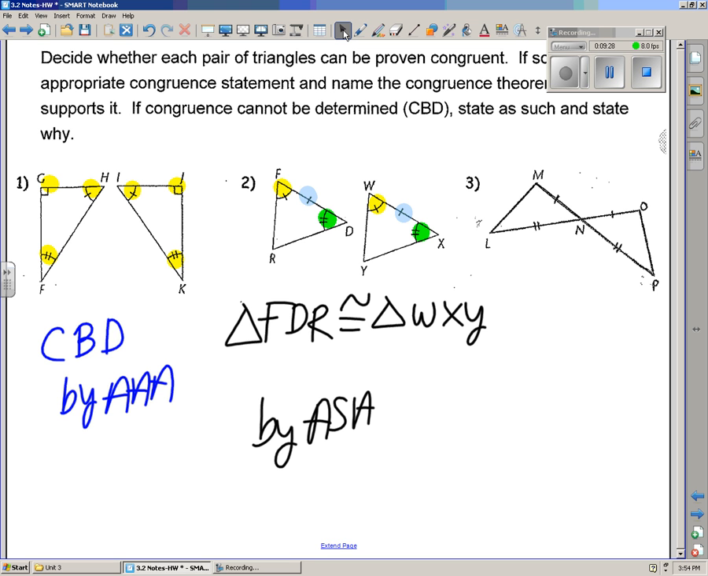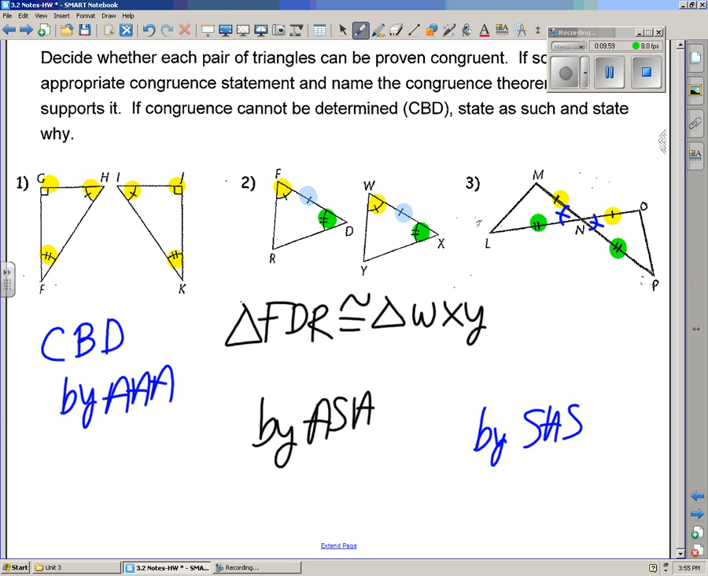Next triangle. These are overlapping or intersecting lines. We've got these 2 sides that are marked congruent, and we've got these 2 sides that are marked congruent. Nothing else is marked congruent. So then you have to use what you've learned in the past and say, well, you know what? I know that these angles at N are congruent, and I know that because vertical angles are always congruent. So now we have 3 pairs of congruent markings, and it's showing you a side angle side triangle. Side angle side works.